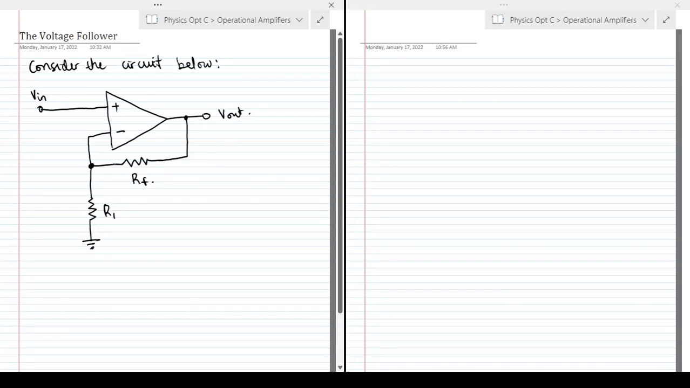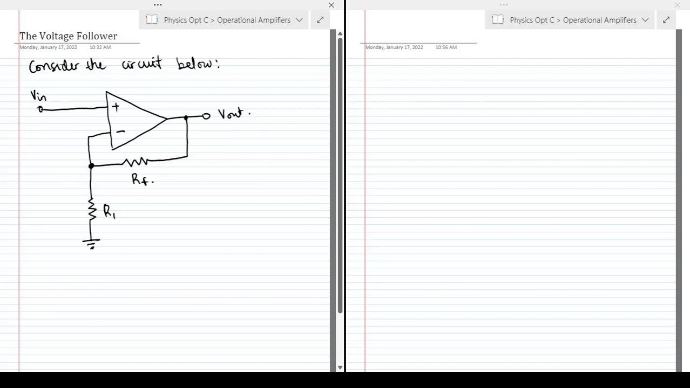Right, so we have our classic non-inverting operational amplifier setup. The application we are going to look at is called the voltage follower, right? Just a reminder about the setup of the typical non-inverting operational amplifier.